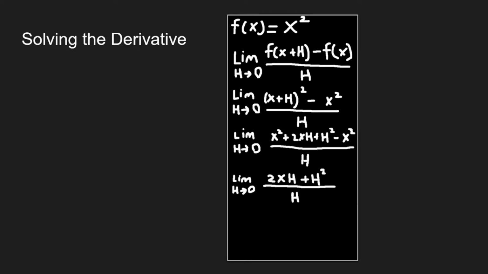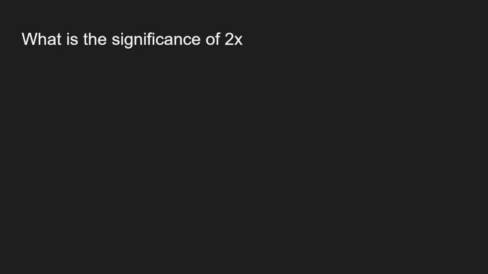This leaves us with 2xh plus h squared divided by h, which we can divide out, which leaves us with 2x plus h. And with the limit meaning h is equal to 0, our answer is therefore 2x. So that means the derivative of x squared is 2x.